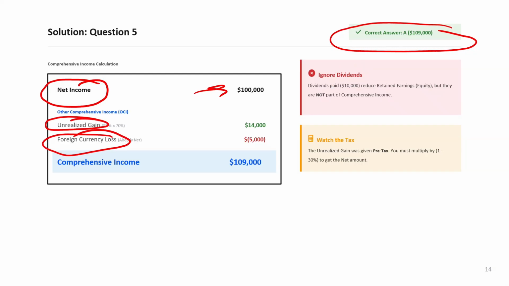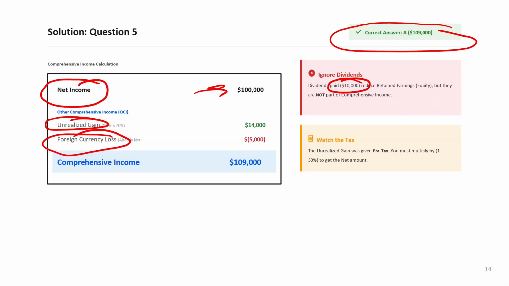We have two exam traps here. So the first one is the dividend section. Dividends is not a part of the other comprehensive income because it reduces retained earnings. So they are a contra equity account and not part of comprehensive income.